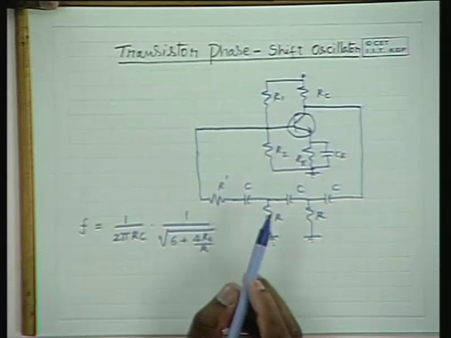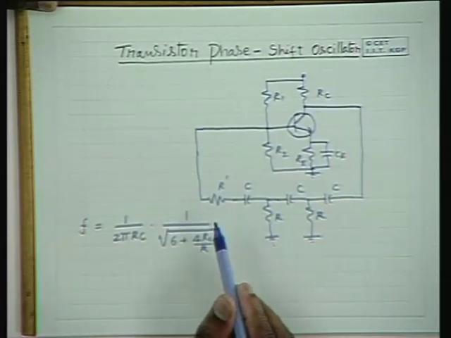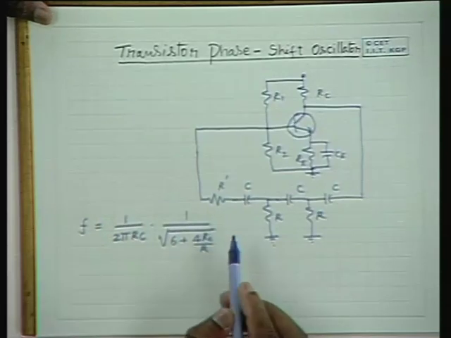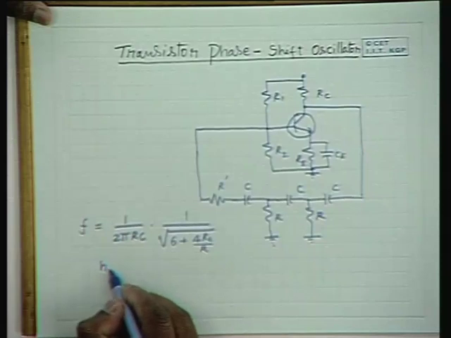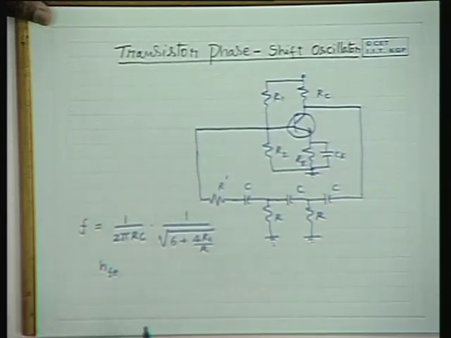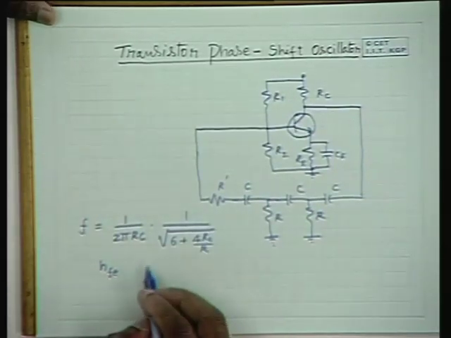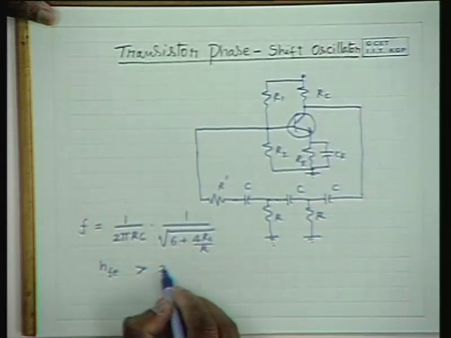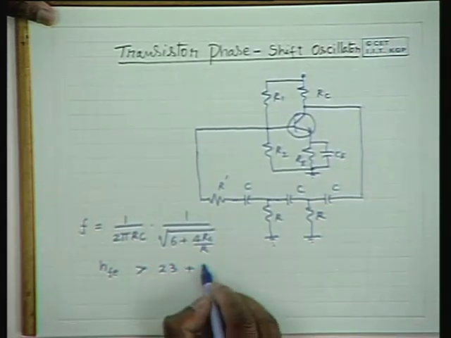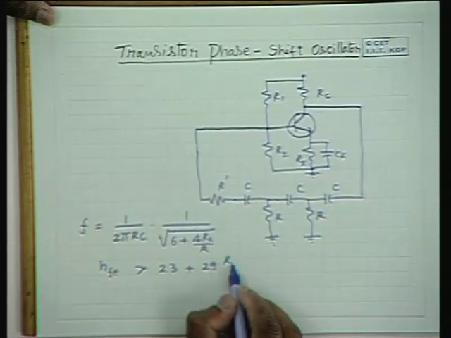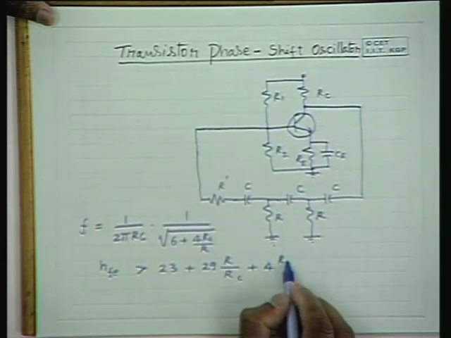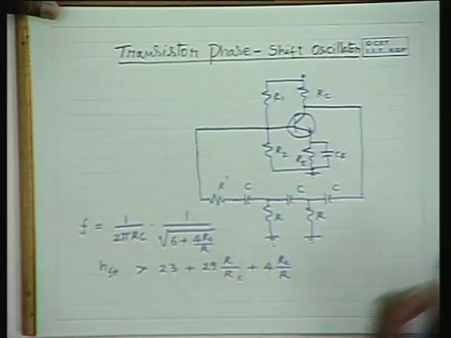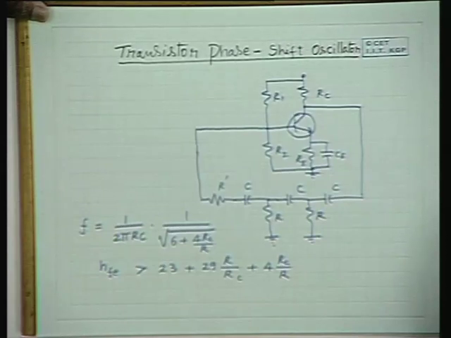So naturally the frequency depends on RC, and there is the term 4 RC by R, and then there is a condition on the gain of the amplifier. In the hybrid parameter equivalent, the short circuit current gain parameter HFE should be greater than 23 plus 29 R by RC plus 4 RC by R. So this is the expression for the HFE.